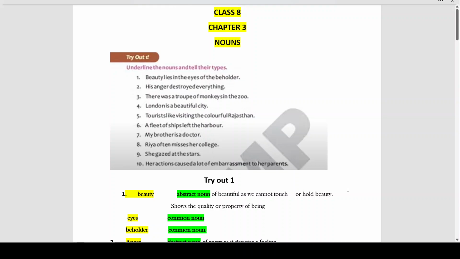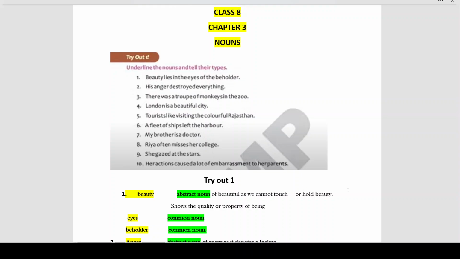Today we shall do your chapter 3, nouns. Now first, before we go over to tryout one, let us understand what is a noun. A noun, as we know, is the name of any person, animal, place or thing. Now nouns can be classified into different heads like your proper nouns, common nouns, collective nouns and abstract nouns.